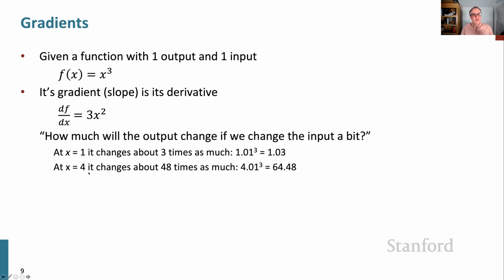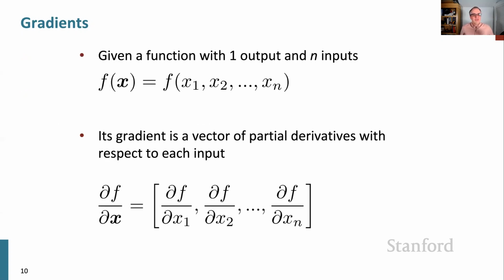But at x equals 4, the derivative is 16 times 3, 48. So if we fiddle the input a little, it'll change 48 times as much. And that's roughly what happens. 4.01 cubed is 64.48. Now, of course, this is just showing it for a small fiddle, but that's an approximation to the actual truth. Okay, so then we ramp up to the more complex cases, which are more reflective of what we do with neural networks.